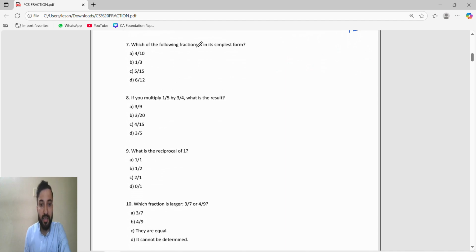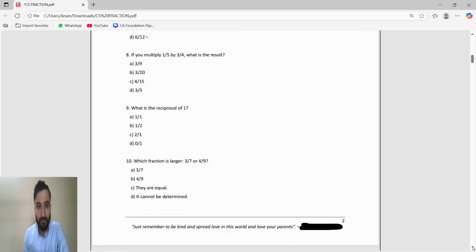Which of the following fraction is in simplest form? Obviously, guys, which of the following fraction is in its simplest form? So we can just see 4 by 10. Yeah, we can simplify 4 by 10. 5 by 15 we can simplify. 6 by 12 we can simplify. 1 by 3 we are not able to simplify. So which of the following is in simplest form? 1 by 3 is in simplest form.